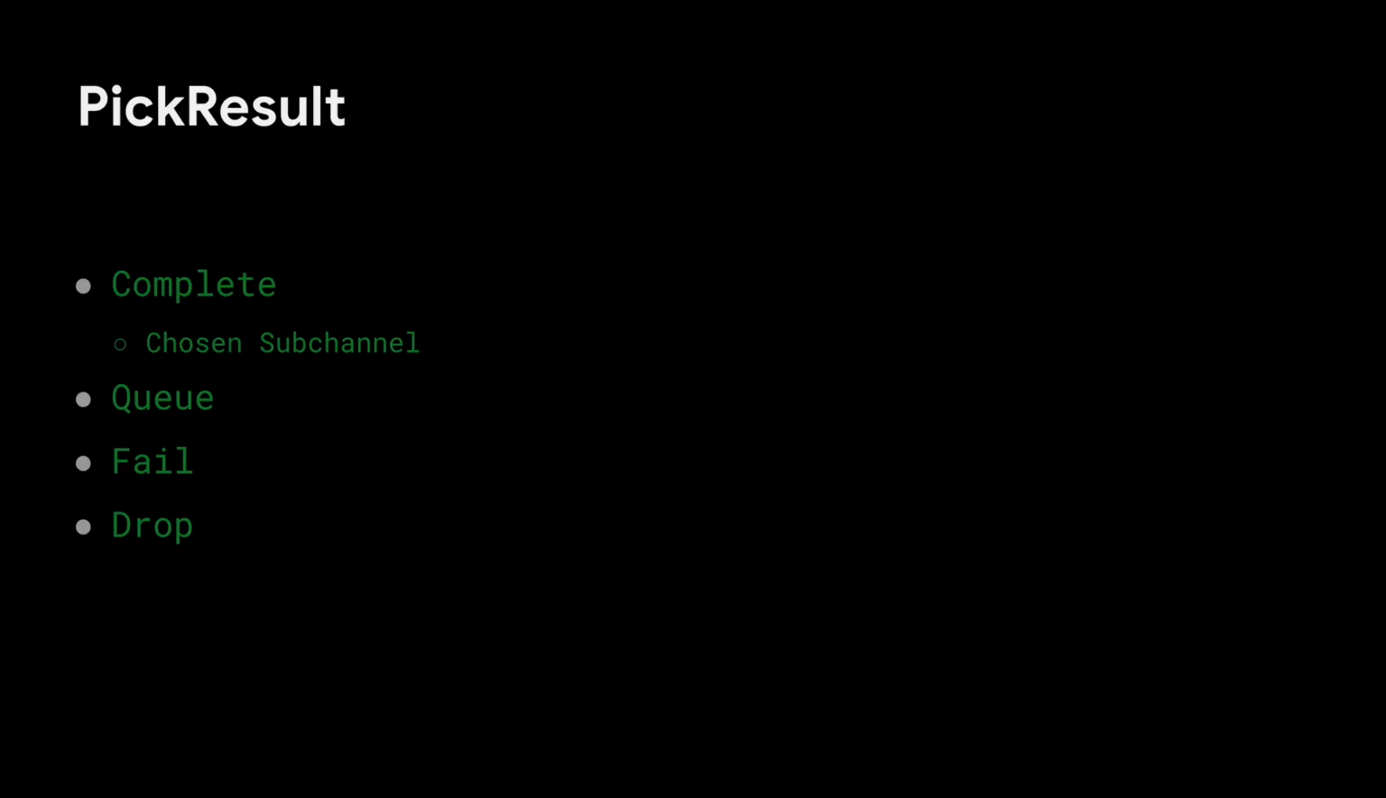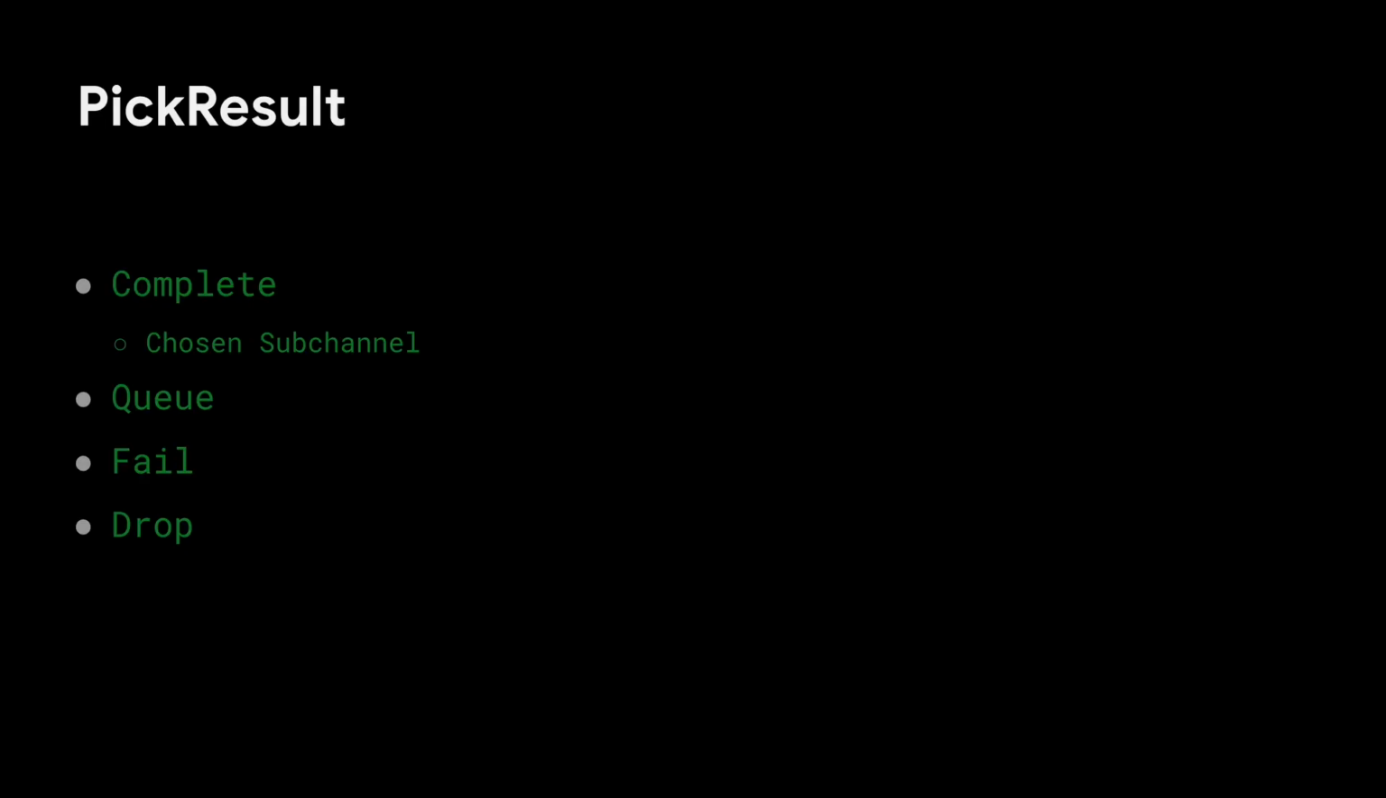One important thing to note is that the Pick call must not block. Ideally, it shouldn't do anything that is expensive, because this is going to be invoked for every request. So any delays here would significantly increase latency for all RPCs. Now, the picker can return a result which can be one of the 4 types listed here.